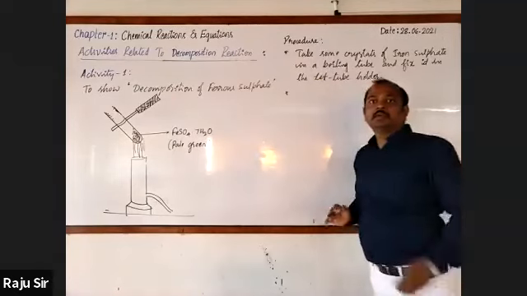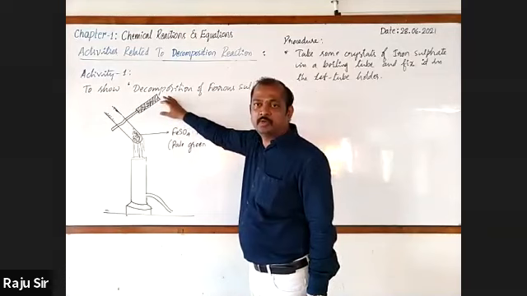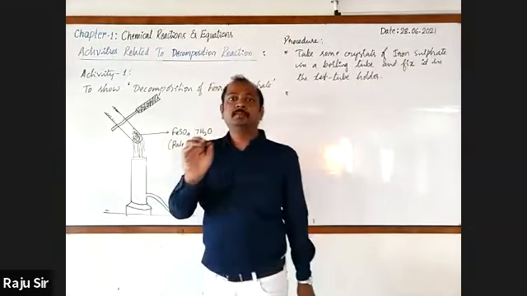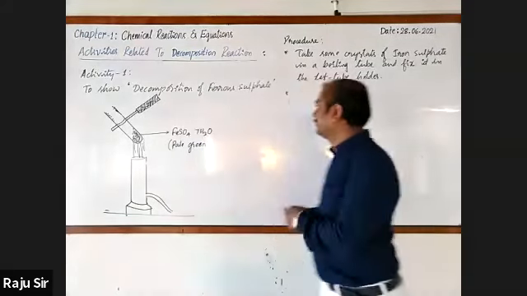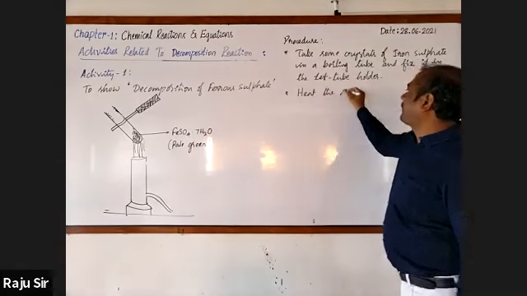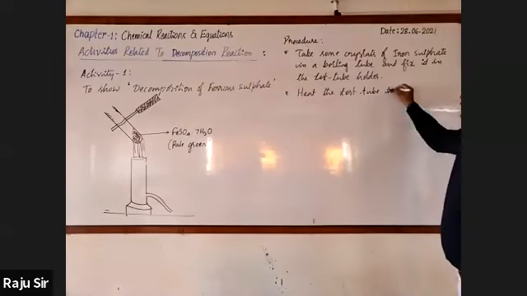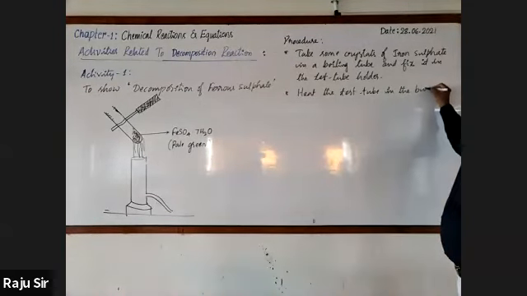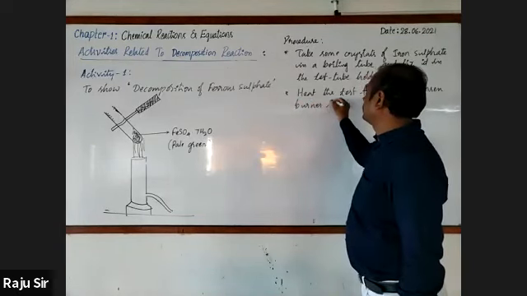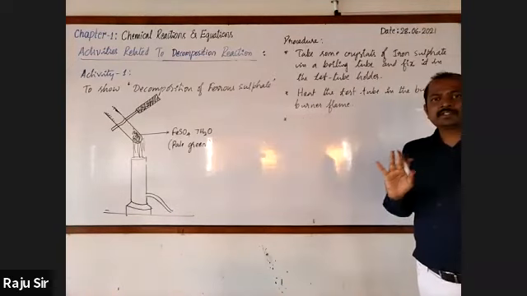Next one. What is the next point? After fixing it to the test tube holder, what will we do? We will go for heating the test tube in the Bunsen burner flame. Heat the test tube, nothing but boiling tube, in the Bunsen burner flame. This is the procedure.